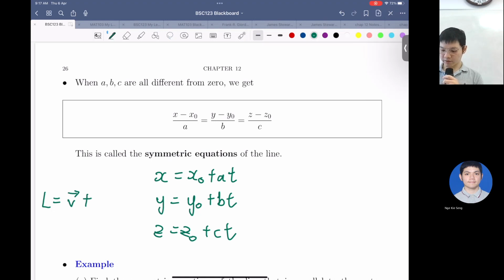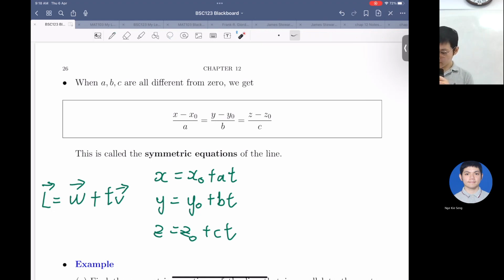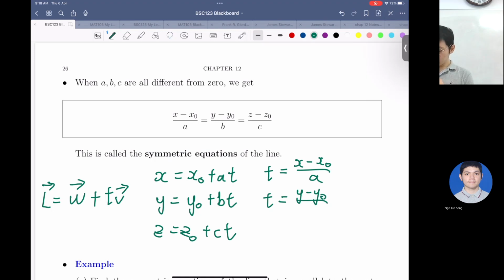So there's a common variable t here, so you can move it to one side. Then you need to make sure that these terms agree because they have the same variable. This symmetric equation will come in handy later when you're doing other questions. Okay.